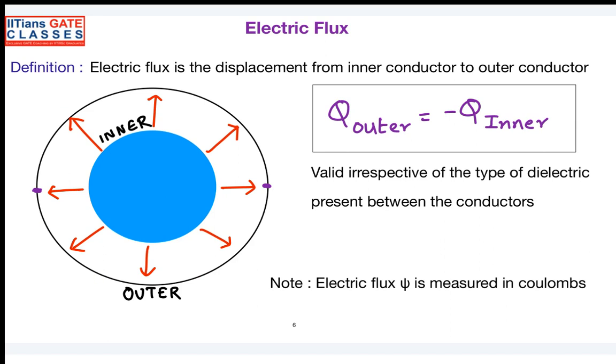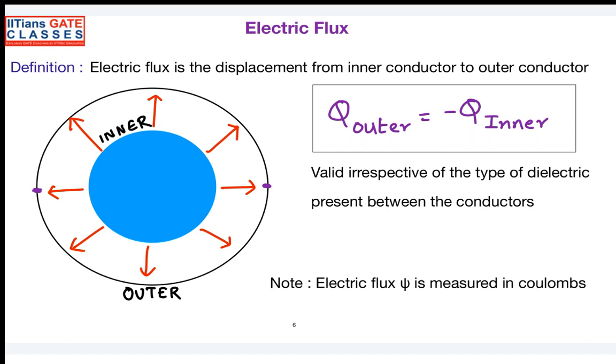So when any charged particle is enclosed by any other surface, it doesn't matter what the type of medium present between the conductors is. The observation he gave was that the charge on the outer conductor is the same as the charge on the inner conductor, but with a minus sign. Can you tell me the reason why it is a minus sign? The inner conductor is of charge q coulombs. What will be the reason? So the direction is opposite.